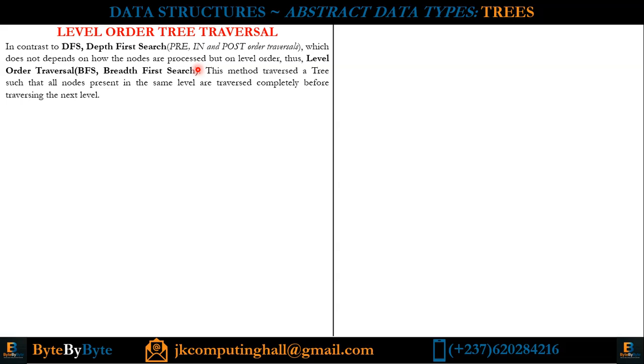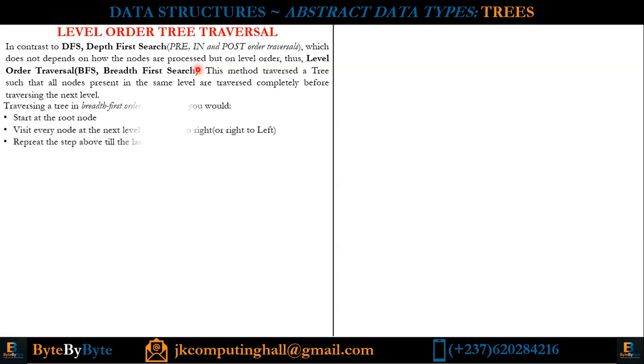This method traverses a tree, we are talking about BFS. This method traverses a tree such that all nodes present in the same level are traversed completely before going to the nodes of the next level. That's what we call level order traversal or breadth first search, or traversing a tree in breadth first. Now, traversing a tree in breadth first order means that you will start at the root node, visit every node at the next level from left to right or right to left, repeat the step above till the last level. As simple as that. So this is the easiest traversal you can be given as question.